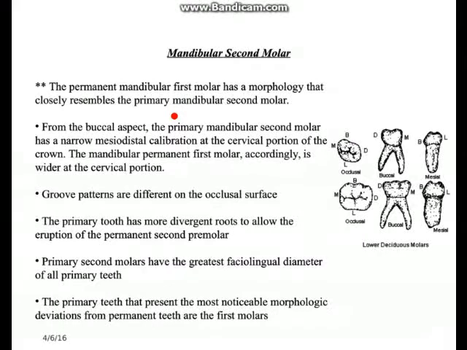Okay. From the buccal aspect, the primary mandibular second molar has a narrow mesodistal calibration at the cervical portion of the crown. Okay, so mesodistally, it's constricted. The mandibular permanent first molar, accordingly, is wider at the cervical portion. That's the only difference. Groove patterns are different on the occlusal surface, as you can see over here.